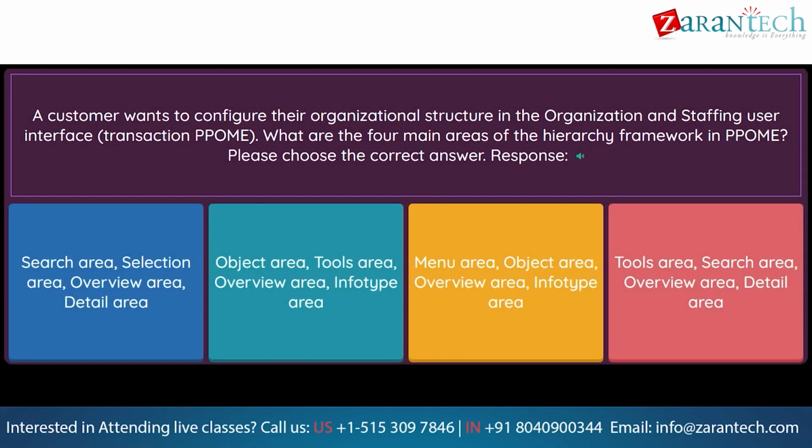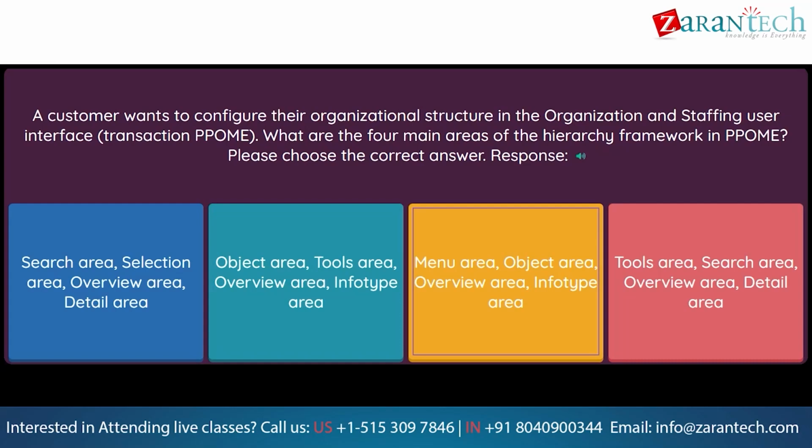Question. A customer wants to configure their organizational structure in the organization and staffing user interface, transaction POM. What are the 4 main areas of the hierarchy framework in POM? Please choose the correct answer. Response. Option 1. Search area, selection area, overview area, detail area. Option 2. Object area, tools area, overview area, info type area. Option 3. Menu area, object area, overview area, info type area. Option 4. Tools area, search area, overview area, detail area.